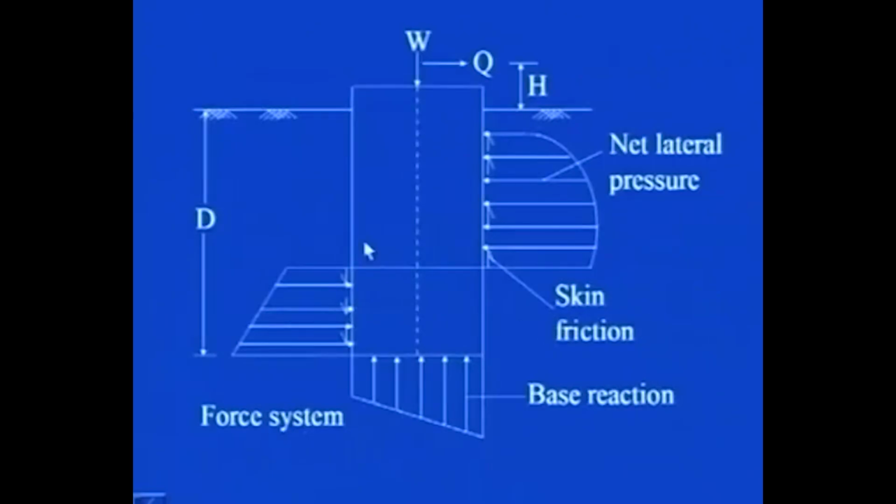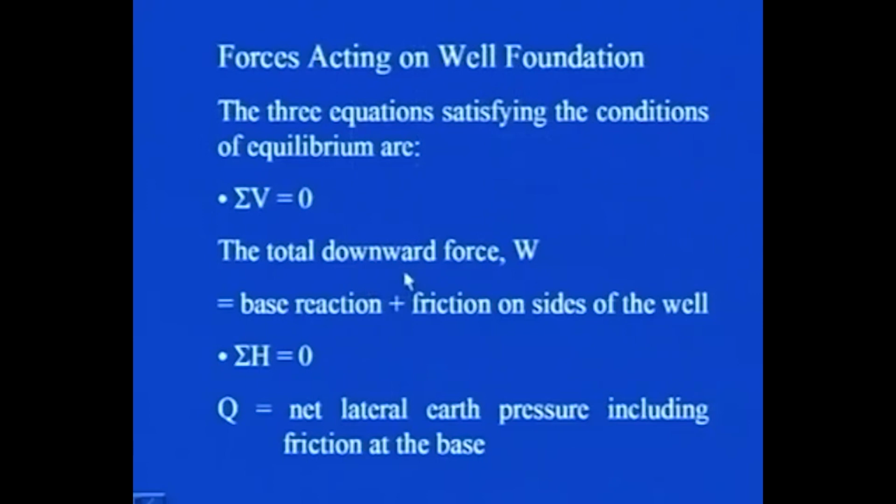You can see in this figure that it is the weight W which is acting in the vertical direction, and then it has to be resisted by this vertical base reaction as well as the skin friction which is being developed on these sides of the well, here as well as here. So, this results in this particular equation, that is the total downward force W is equal to base reaction plus friction on sides of the well.